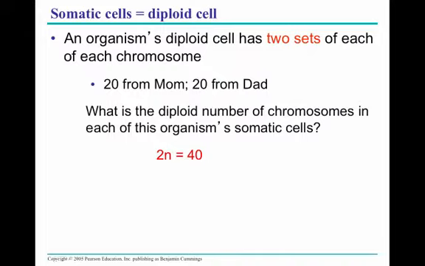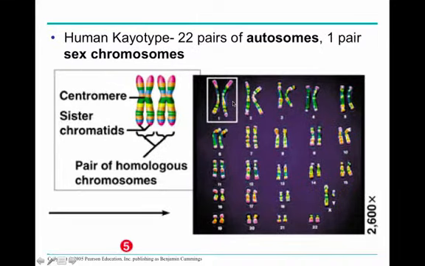And this is an example from the PowerPoint. So 2N again, if Mom has 20 and Dad has 20, N would be 20, so your diploid number would be 40. Okay, so this is what you get from Mom, that's what you got from Dad. This is what you got in the egg, that's what you got from the sperm.